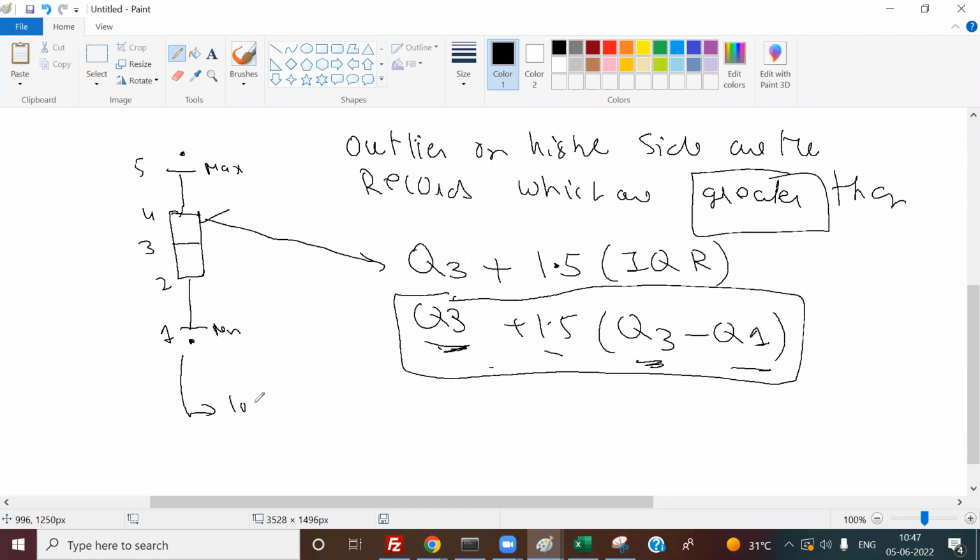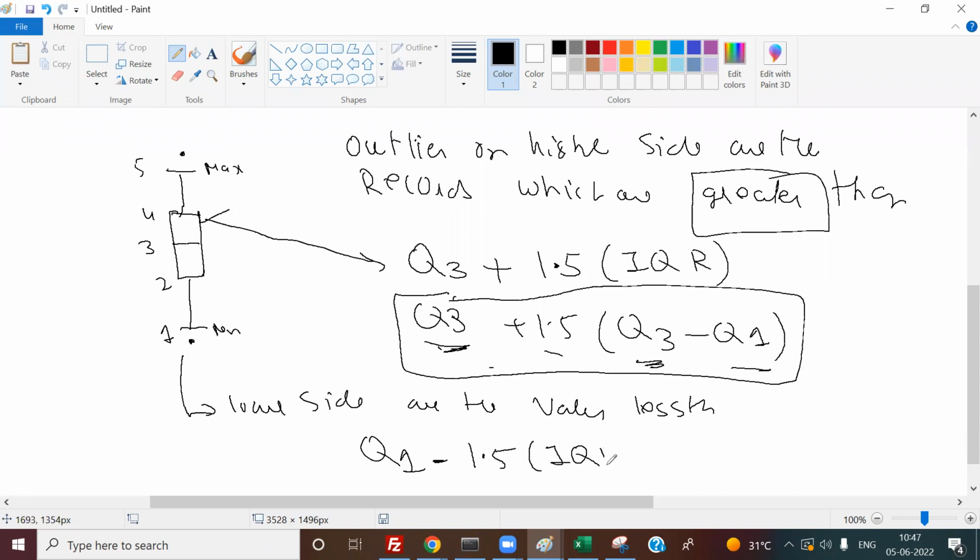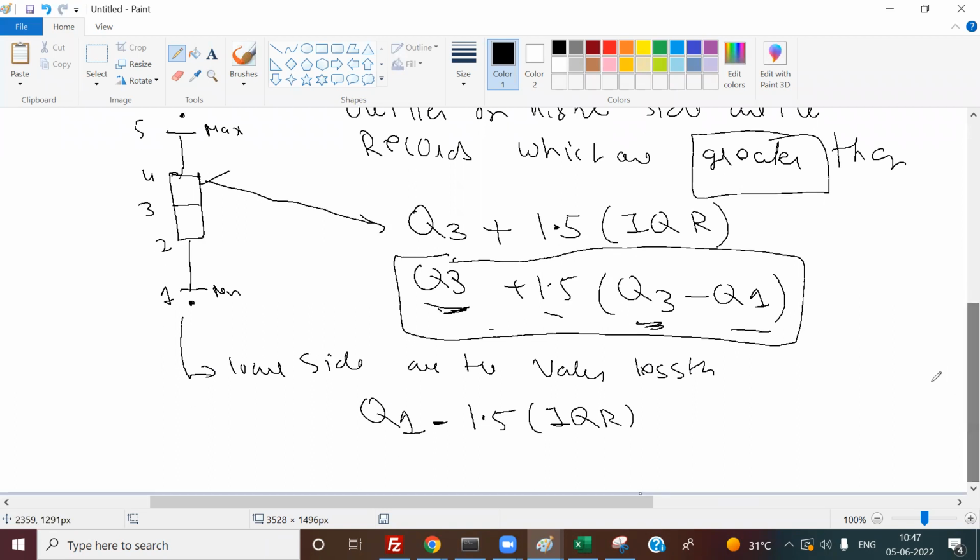Outliers on the lower side are the values which are less than Q1 minus 1.5 IQR. IQR is again the same, Q3 minus Q1. Okay, this is your formula for outliers.